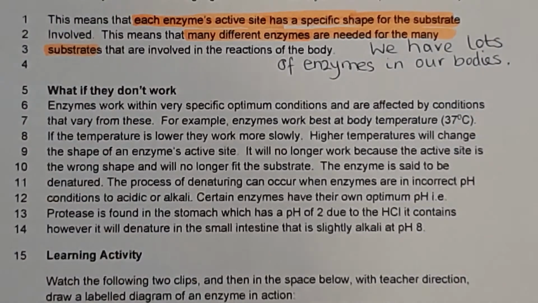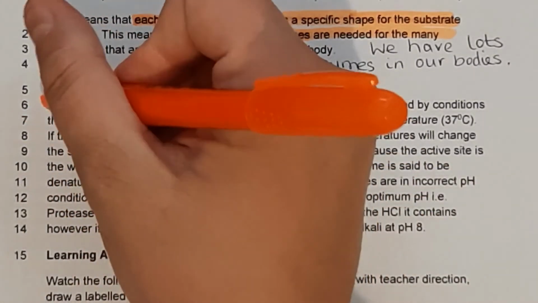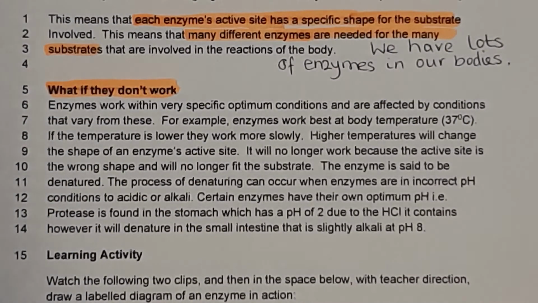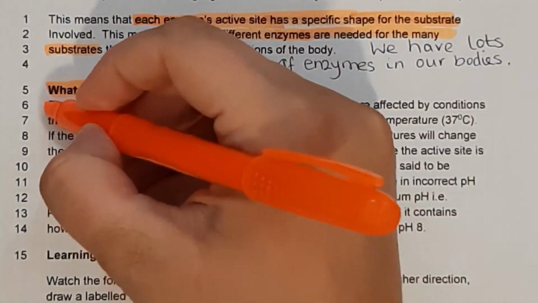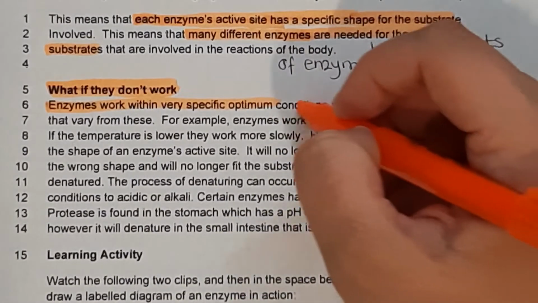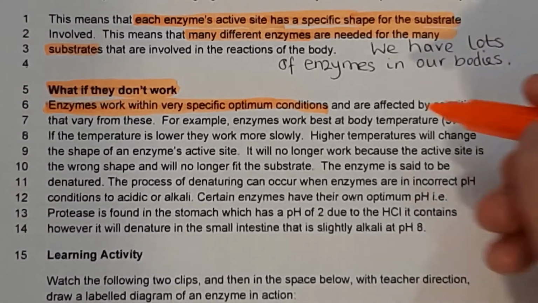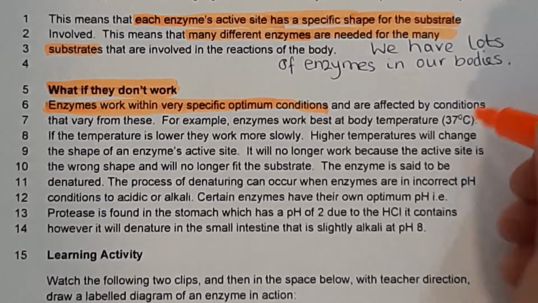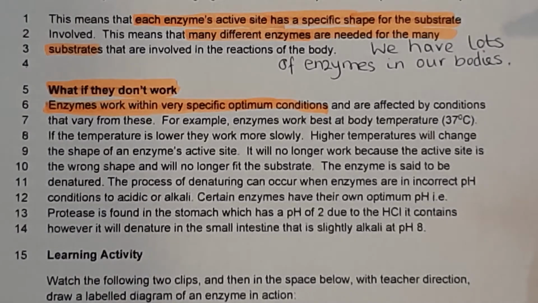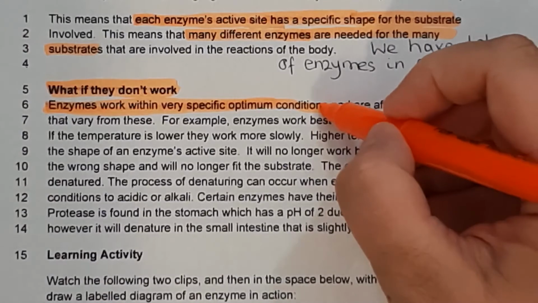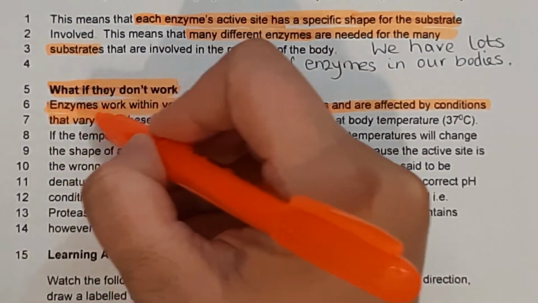So we have a lot of enzymes in our bodies. What if they don't work? Well, that's a good question. So enzymes, they work within a very specific optimum condition, okay? So it's very important to know that enzymes will not always work. They will only work at their optimum, and different enzymes have different optimums. And if the conditions, such as temperature or pH, change, then we're going to have some problems. So they work within specific optimum conditions, and they are affected by the conditions that vary from these.